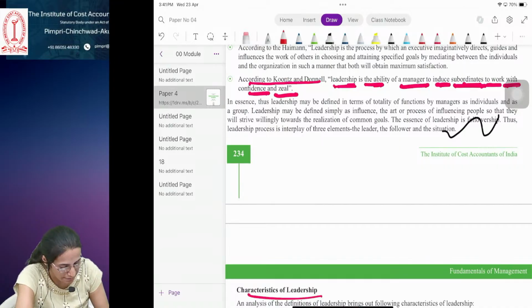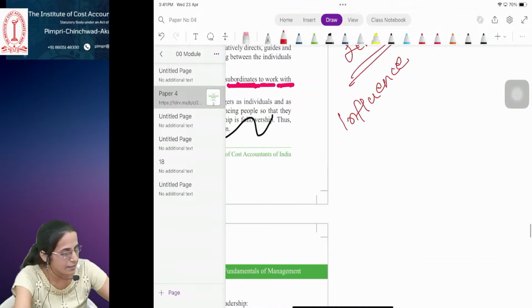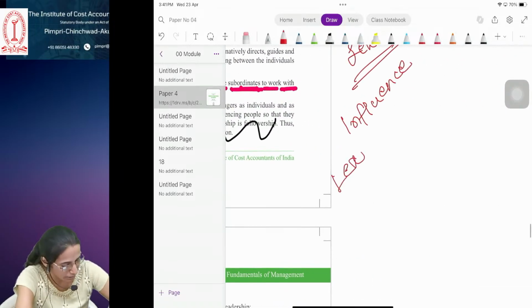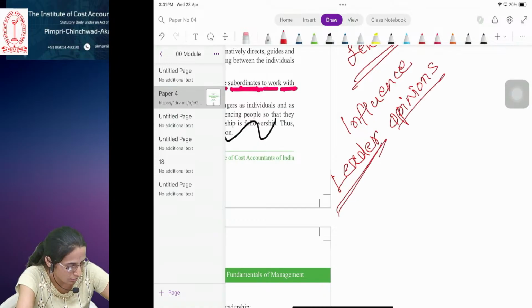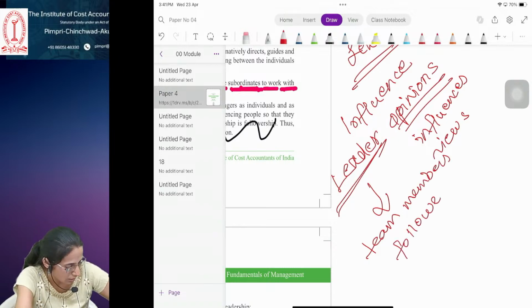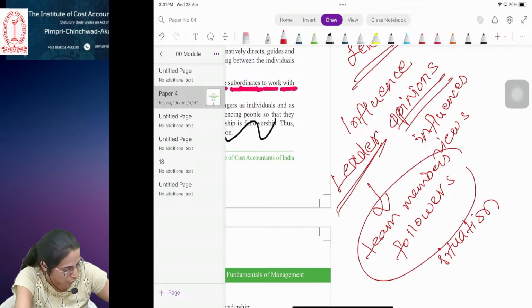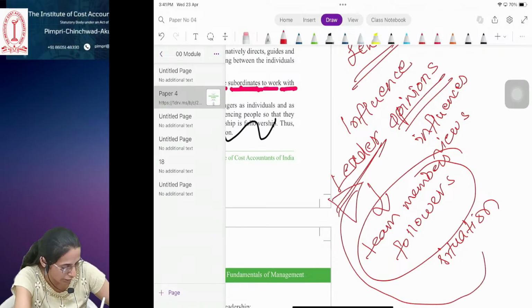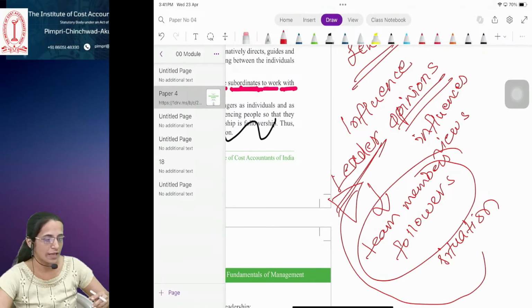Thus, the leadership process is an interplay of three elements: leader, follower, and situation. See, how will the leadership process be there? First, there will be a leader who will have some opinions, influences, views. He will influence his team members. They will become his followers. And in any particular situation, these team members or the followers will approach the leader if they are not able to find a proper solution to that situation.